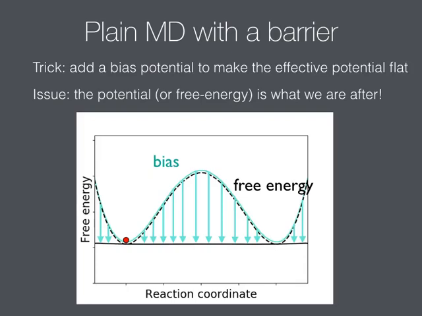So the ideal case would be, if this is the barrier, that I can add a bias potential which exactly makes the landscape completely flat. That would be ideal. But then you need to know how the barrier looks like, and if you know that, you wouldn't be doing this because you would already have your answer. So that doesn't work. You need some method there.